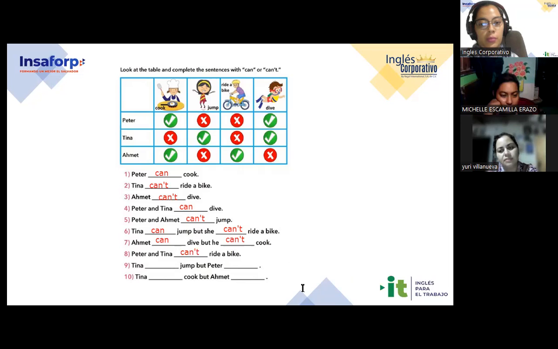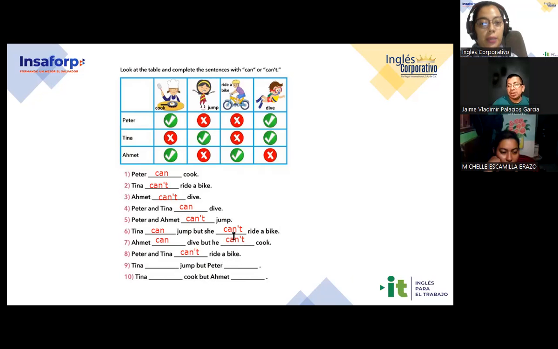Teacher. Mm-hmm. Number seven. La número seven. Incorrect. Está al revés. Incorrect. Number seven. Primero era can't. Okay. Can and can't. Es al revés, dicen. Está invertida. Muy bien. Vamos a arreglarlo para que no se me vayan a confundir.